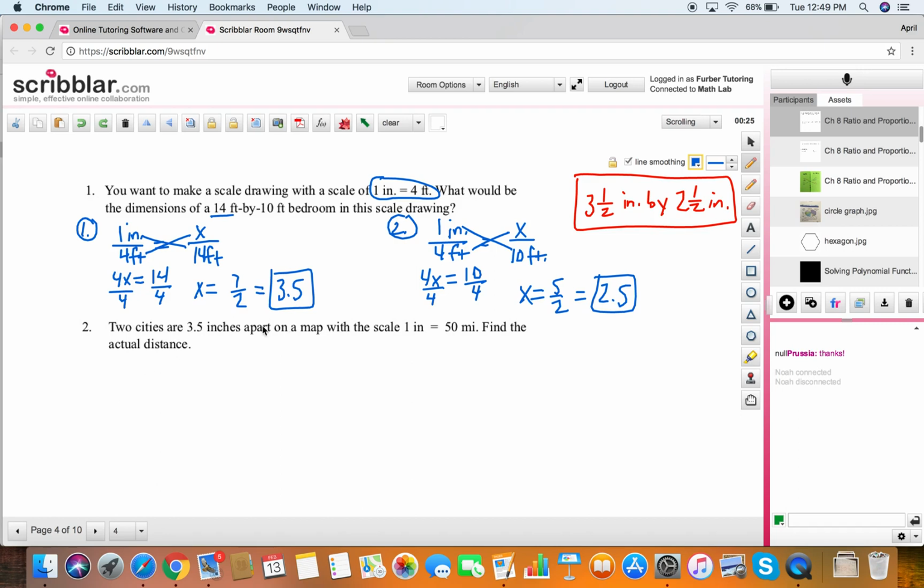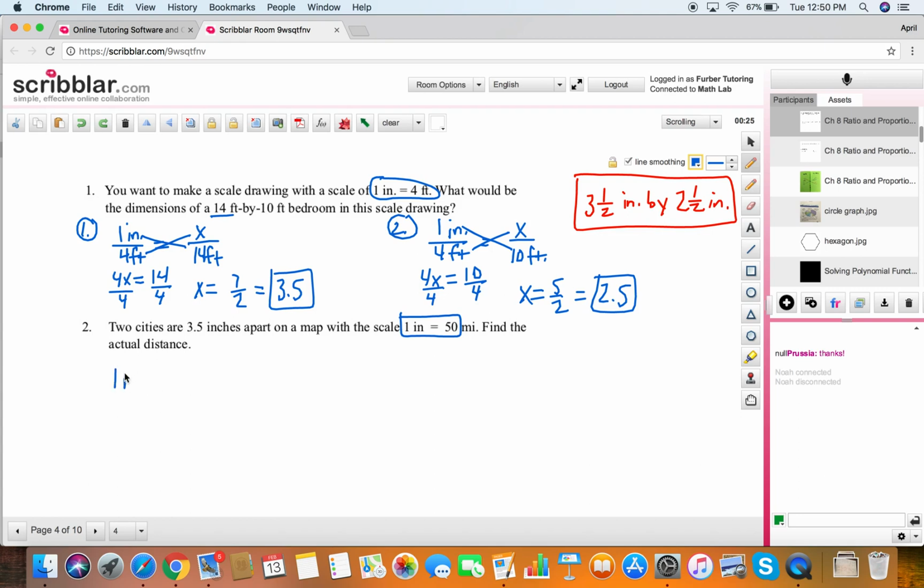Okay? So now let's talk about map scale. Map scale refers to when you're looking at a map, you're looking at the distance between cities in inches, and you're having to relate that to how many miles it is. So again, the scale, which is right here, is going to be one side of your proportion, okay?